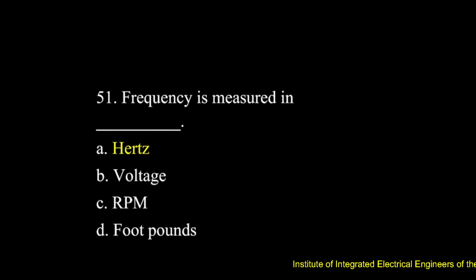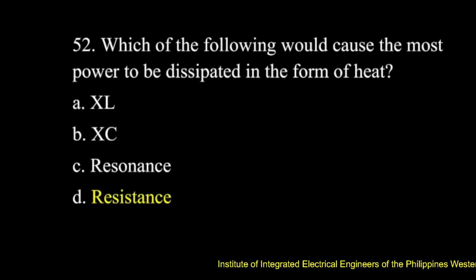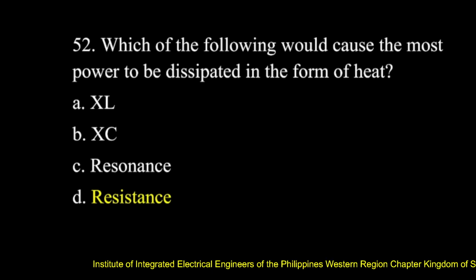Frequency is measured in blank. A. Hertz. B. Voltage. C. RPM. D. Foot-pounds. Which of the following would cause the most power to be dissipated in the form of heat? A. XL. B. XC. C. Resonance. D. Resistance.